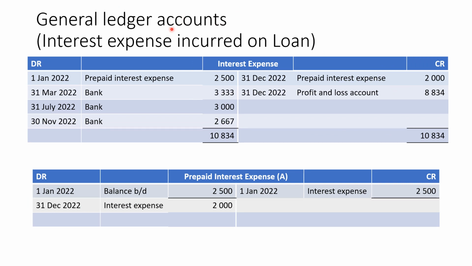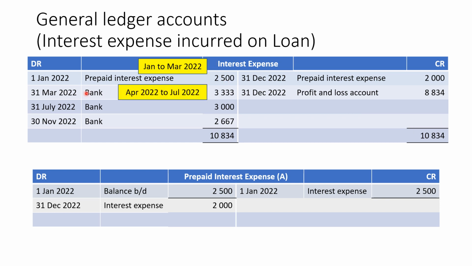This is what the general ledger accounts would look like for posting those interest payments on the loan. So remember, we have the prepaid interest expense that was paid last year. That was our reversal of last year's adjustment. We now have the interest expense showing for January to March 22. So it was paid last year, but it had to be shown last year as an asset. And this year then the asset got reversed to the interest expense account.